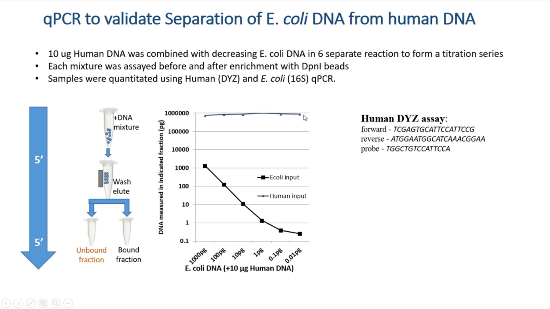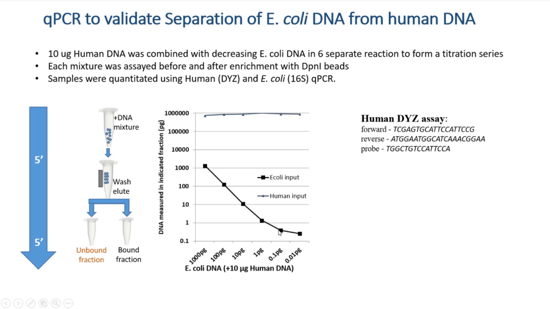You can see the constant amount of 10 micrograms of human DNA in each of the tubes and the decreasing amount of E. coli DNA in each of the tubes. And notice something: essentially it's still a standard curve, right? But in the presence of 10 micrograms of human DNA, we begin to lose a certain amount of our sensitivity.